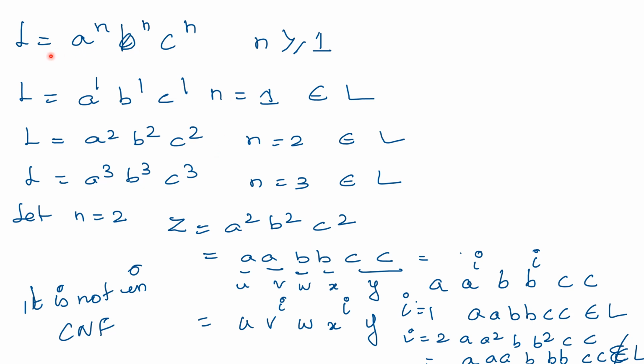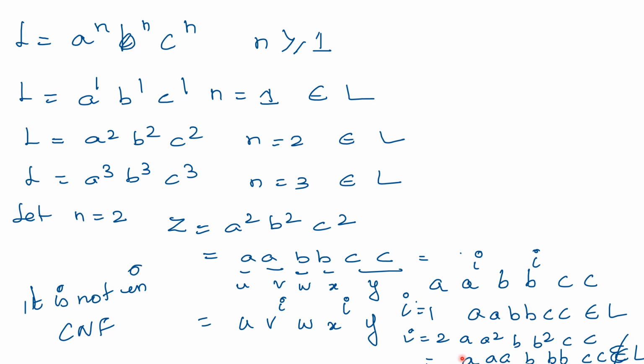Again we are going to check one more language: a to the power n, b to the power n, c to the power n, with n greater than or equal to 1. So we get n equal to 1, 2, 3. I am taking n equal to 2: a squared, b squared, c squared. So we can divide it into u, v, w, x, y. You are going to pump v and x. We can set i equal to 1. Still we are in the same language.